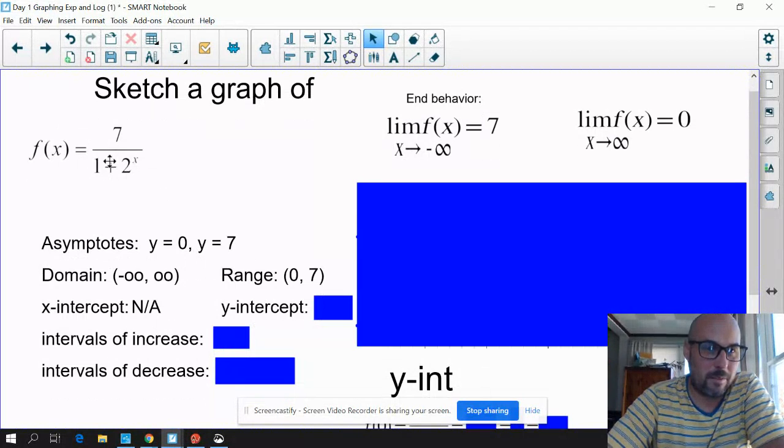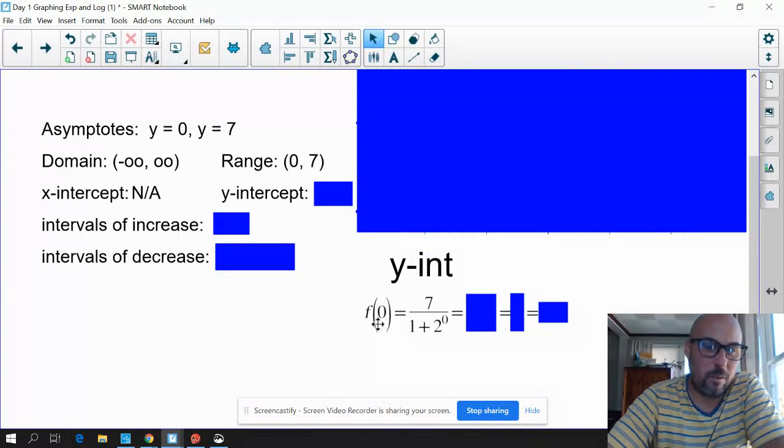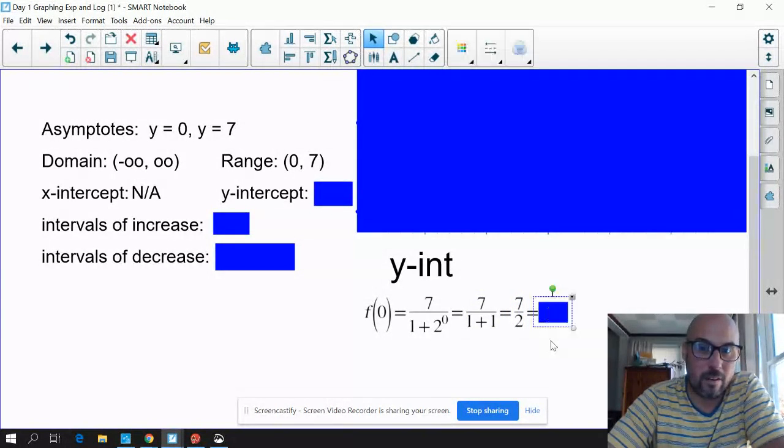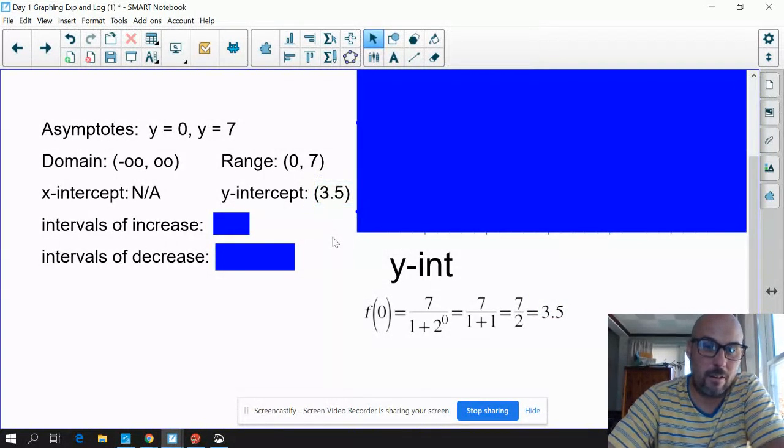The y-intercept. What's the y-intercept? It is always the result of plugging in 0 for x. So 7 divided by 1 plus 2 to the 0. Well, 2 to the 0 is 1. So this is really 7 divided by 1 plus 1. And 1 plus 1 is 2. 7 divided by 2 is 3.5. So that's the y-intercept: (0, 3.5).